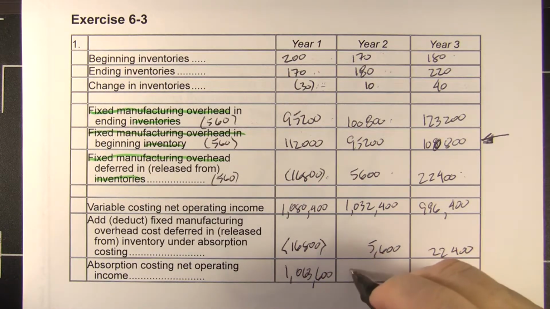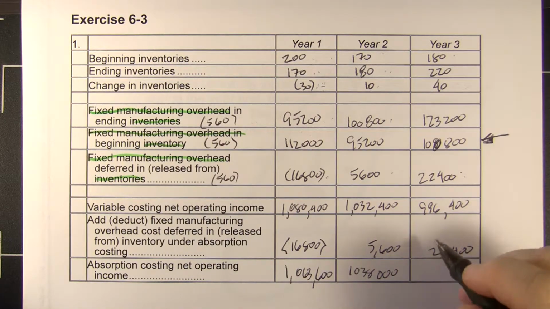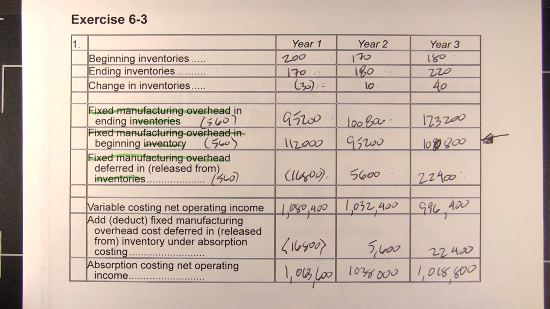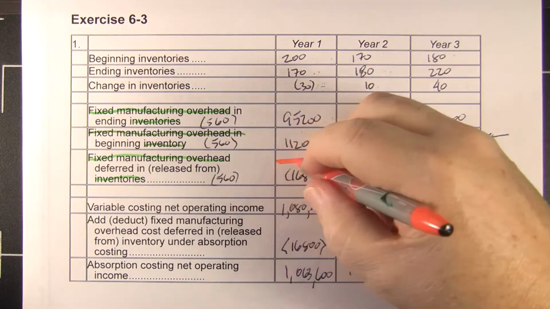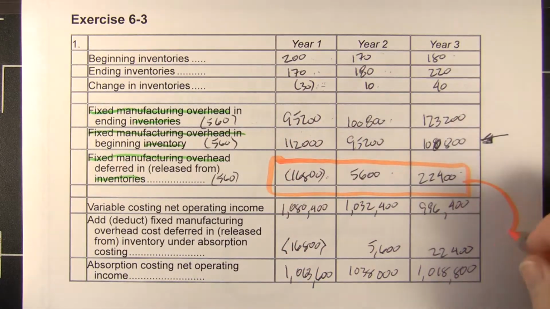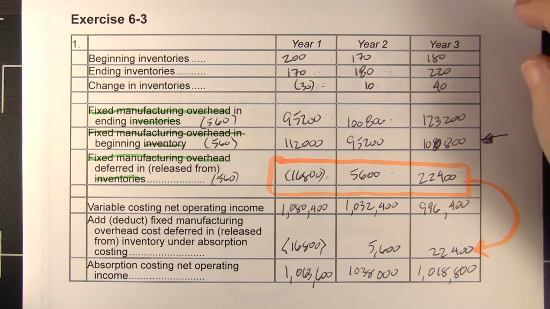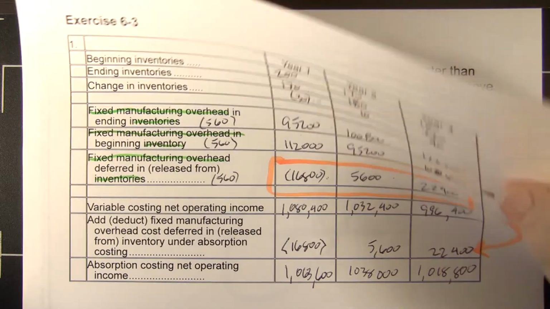We'll do that addition, and we come up with 1,063,600, 1,038, and 1,018,800. And the whole difference, the whole key to all of this nonsense is the fact that we are adding or subtracting that, because that's overhead from a prior period that we're either using up, releasing into the stream, or saving, deferring, putting aside.